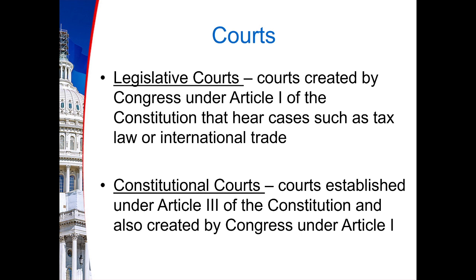The second type of court is the constitutional courts, and these are the courts that are established in the Constitution by Article 3. And these courts are called the constitutional courts because their job is to review whether or not laws fit within the guidelines of the Constitution, meaning is a law constitutional and permitted by the people for the government to implement, or is it unconstitutional and the government has no authority to establish that law?